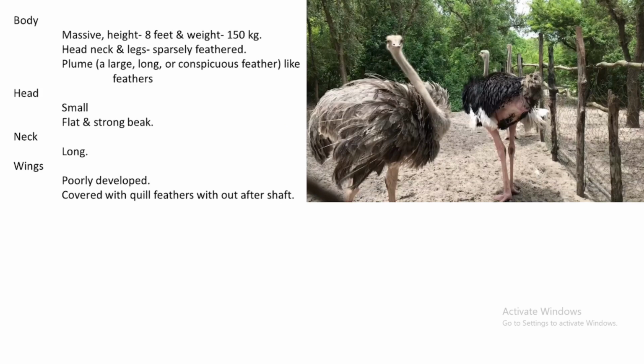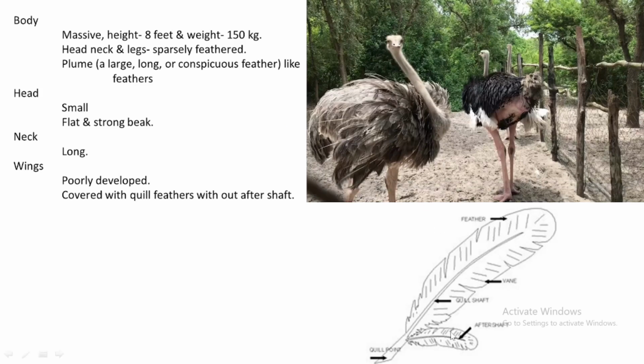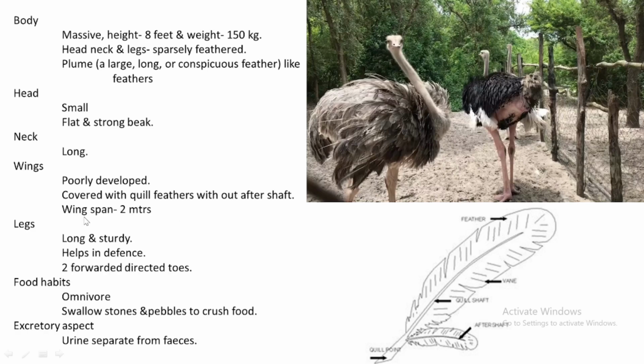Next, this is a picture of the after shaft. Here in this image we can see the after shaft. And regarding the wingspan, in the last class I explained what wingspan is. Does anybody remember what wingspan is? Again, I will show you. If this is a bird, wingspan is the distance from the tip of one wing to the tip of the other wing. That is wingspan.